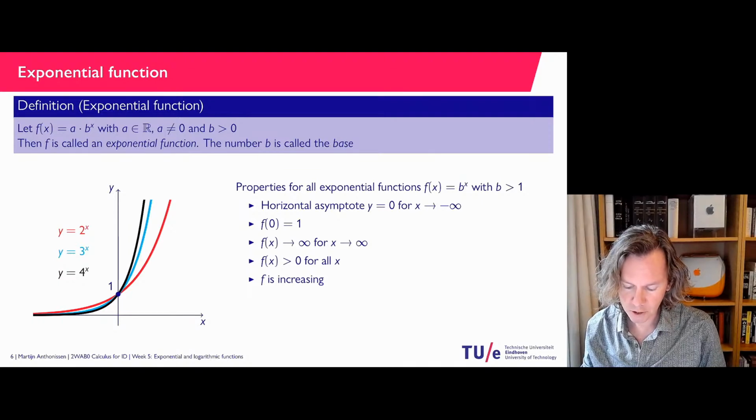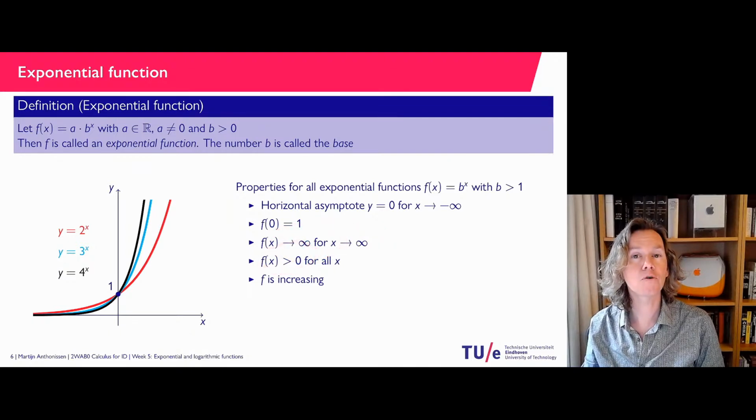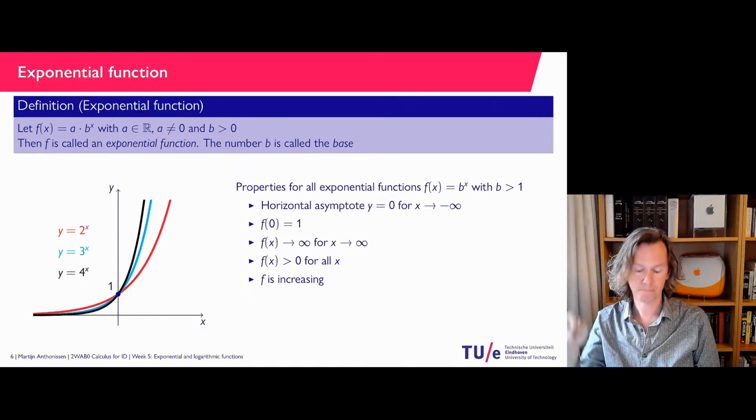So a bit of properties that we easily see from these graphs. You see that it has a horizontal asymptote y equals 0 for x going to minus infinity. It crosses the axis at 1, all of them do. They go to infinity. They are positive and they're increasing. So we looked at decreasing, increasing, and here you see that it goes up all the time.